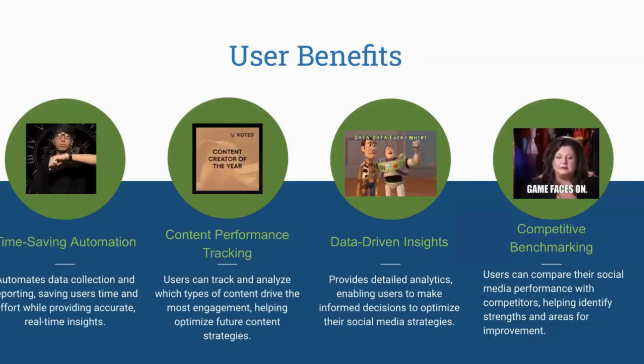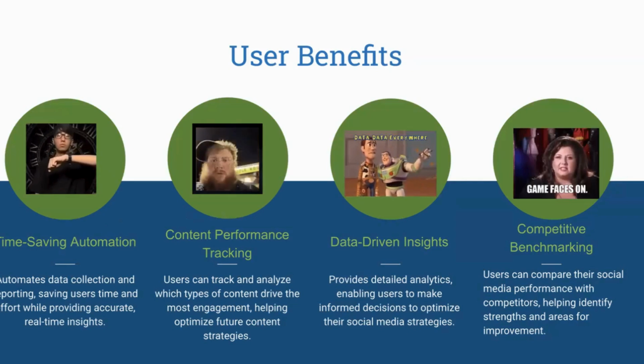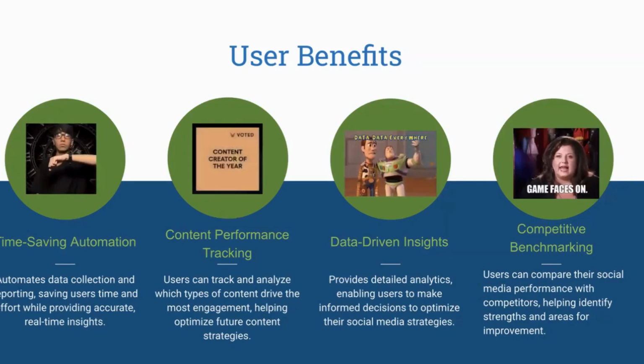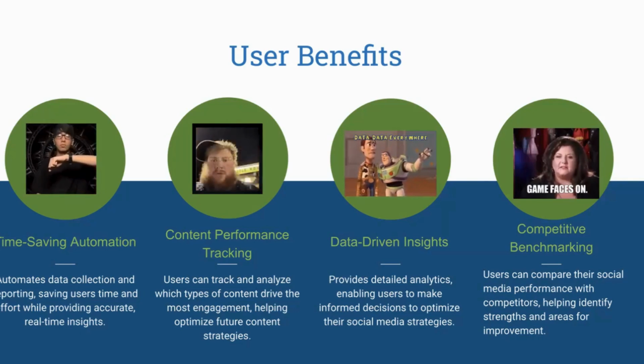User benefits. Rival IQ automates data collection and reporting. It saves you time because it is telling you, oh hey, this is the post that did the best, without you having to actually go to those platforms, find the post with the most likes, and then go to competitors and do the same thing. So it saves you so much time and it gives you real-time insights. With that said, users can also track and analyze which types of content drive the most engagement. They do that for you.